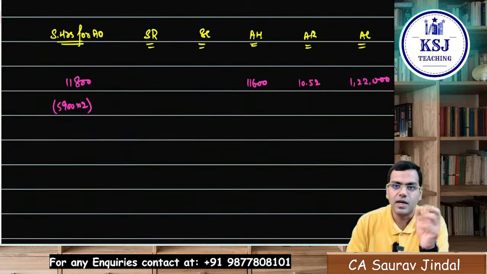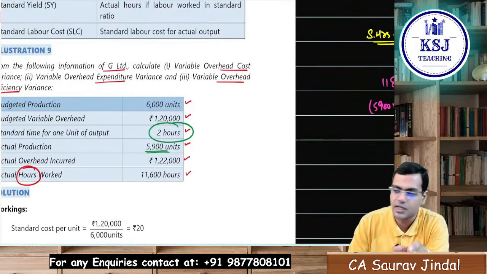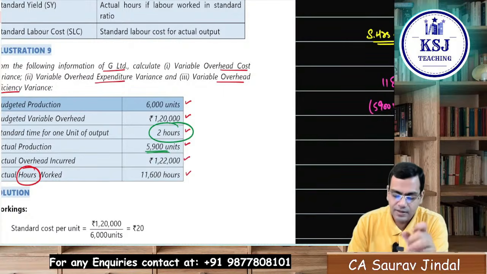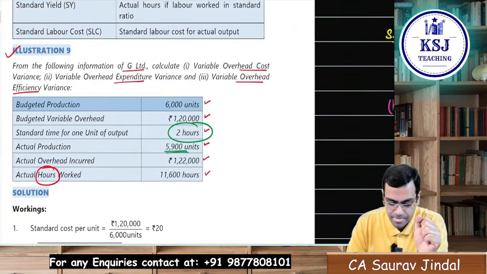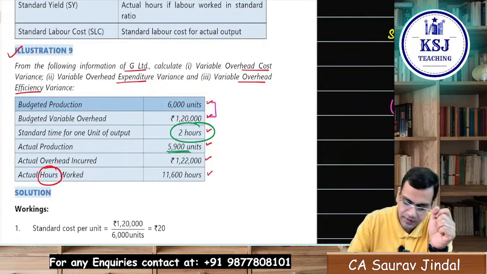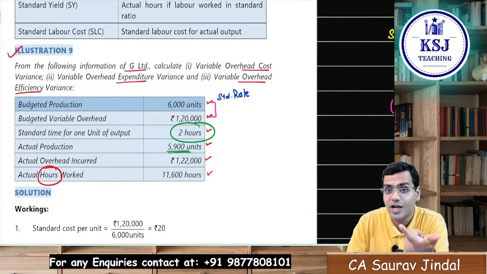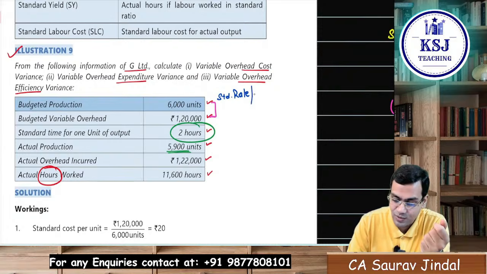Now, what is the standard rate? The calculation of standard rate is important in this particular question. From this information we can calculate the standard rate, but not per hour. We need the standard rate per hour, but here we are calculating standard rate per unit: 1,20,000 divided by 6,000 units, that is 20 rupees per unit.